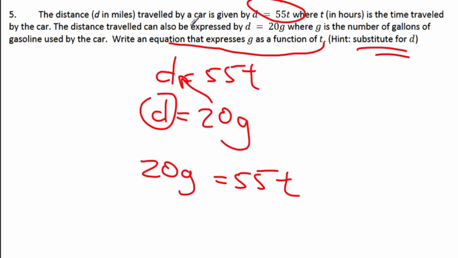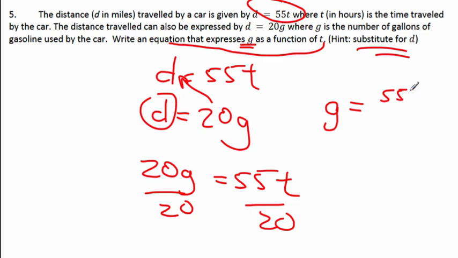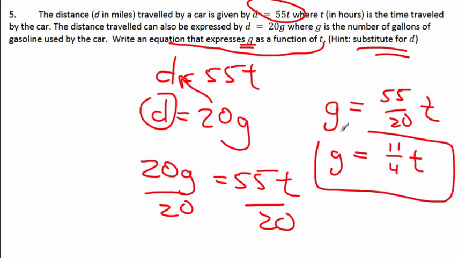They want us to write an equation that expresses g as a function of t. So that means that if you plug into t, you can figure out g. Well, let's do it like this. So g is going to equal 55 over 20 t. And if you want to simplify, you can divide each by 5. That's 11/4 t, and we're all done there. And that is g as a function of t. And guess what? We're all done with that.